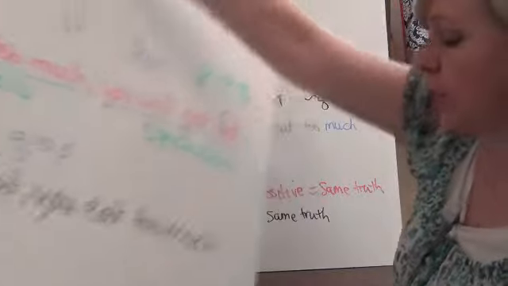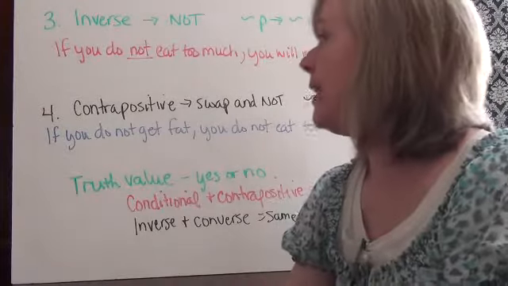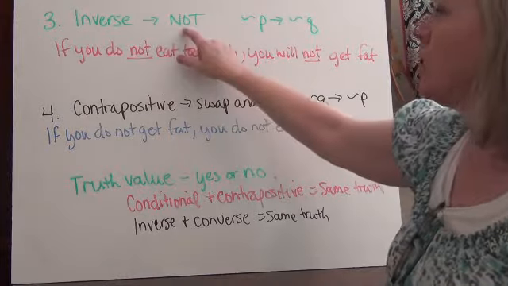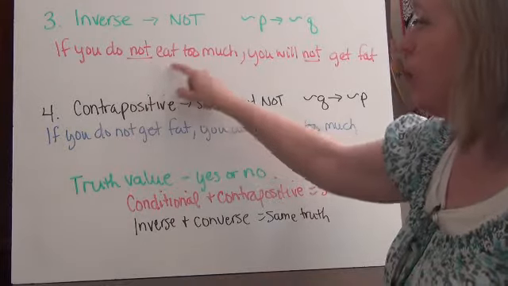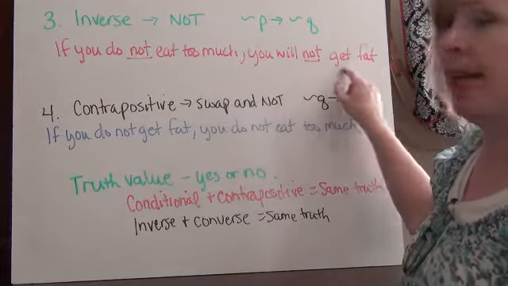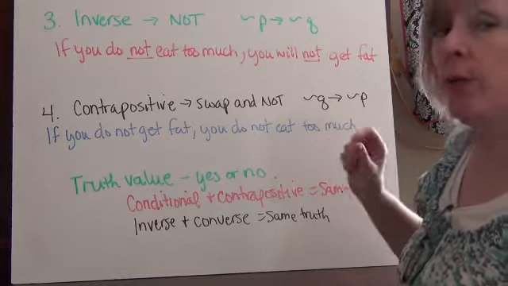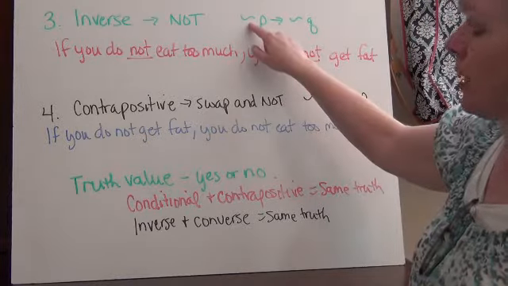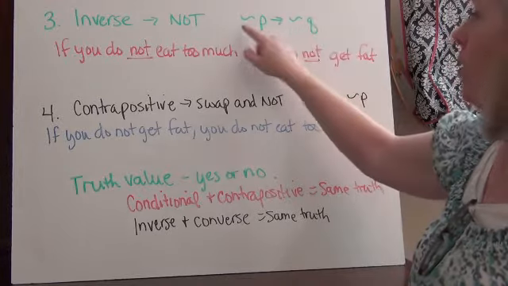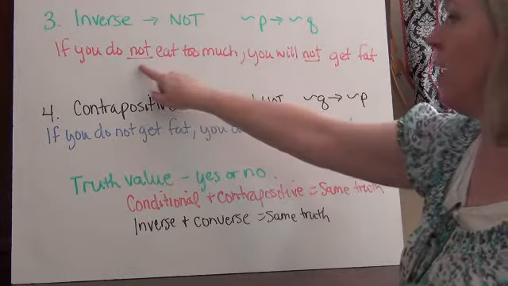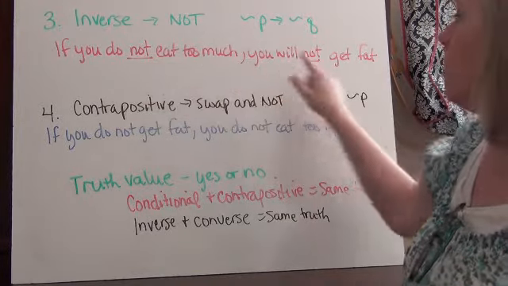Now we have two other forms that we talked about. One is the inverse. The inverse is simply adding not to both portions. If you do not eat too much, you will not get fat. And we show that with our shorthand by this little mark in front, which means not P, then not Q. Okay, or not P leads to not Q, and all I did was, in the original order, put a not in there.